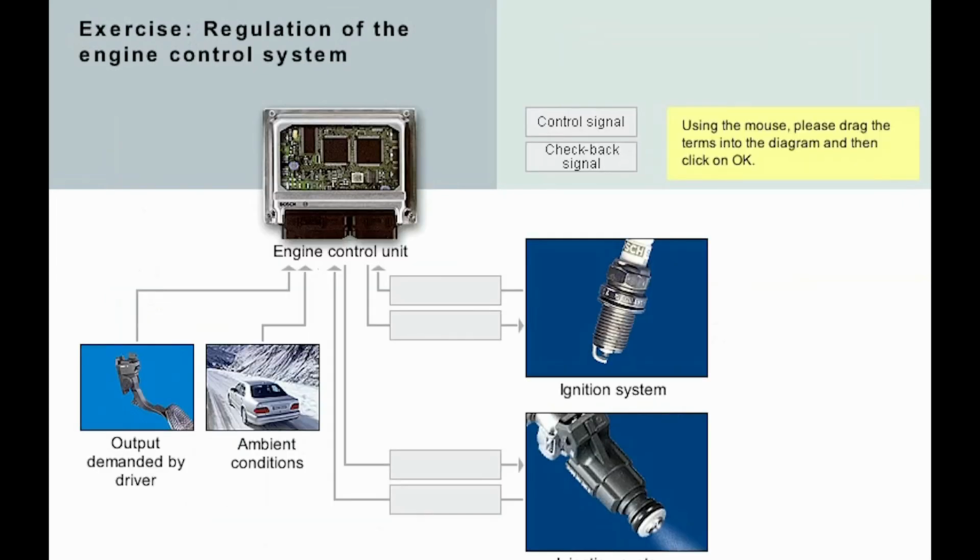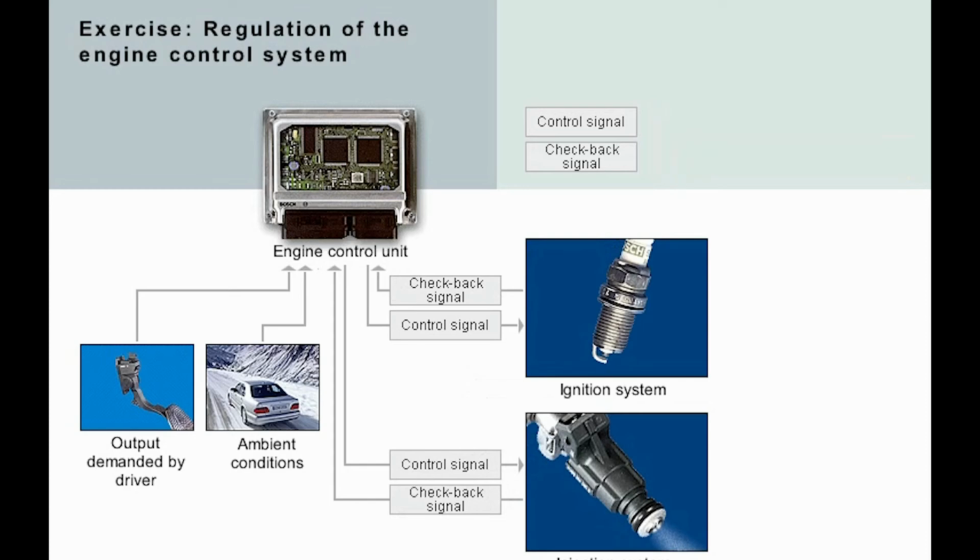Please assign the terms control signal and checkback signal to the correct positions in the system diagram. Correct. The injection system as well as the ignition system are controlled by the engine control system and return checkback signals to the engine control system.